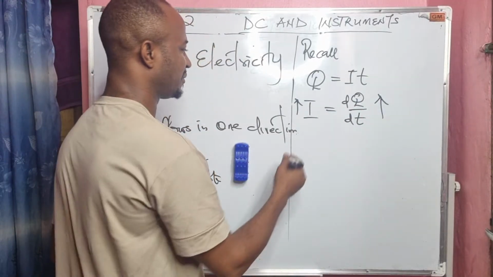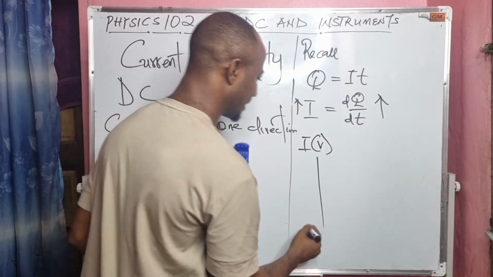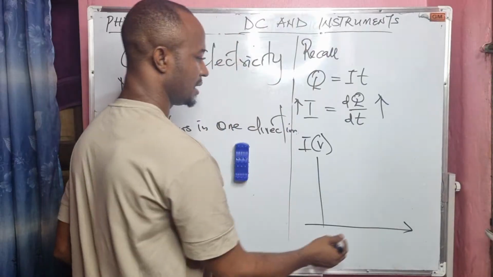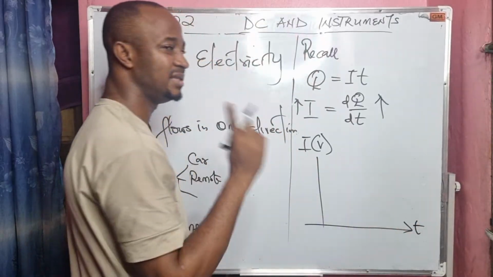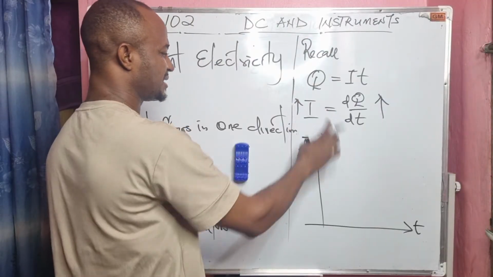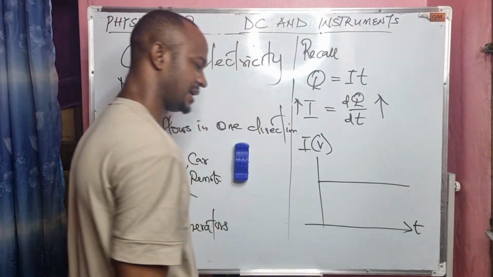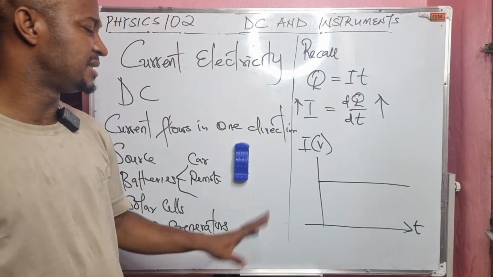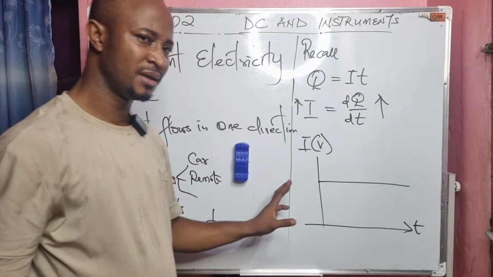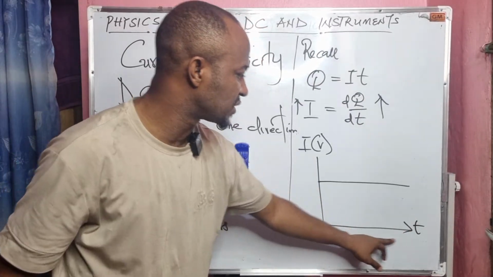Now that means that if I'm to plot a graph of current or voltage against time, for a DC graph, if the current is DC, the graph looks exactly like this. What do you notice here? This is a straight line graph. This graph is parallel to the horizontal axis.